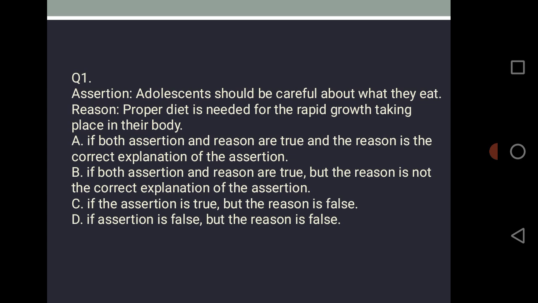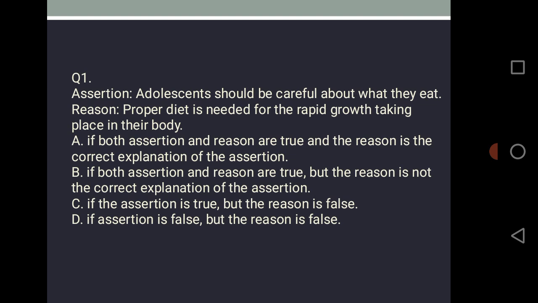So, our first question will be question number one. Assertion. Adolescents should be careful about what they eat. Reason. Proper diet is needed for the rapid growth taking place in their body.